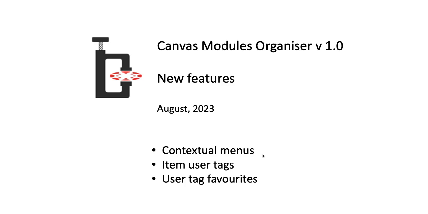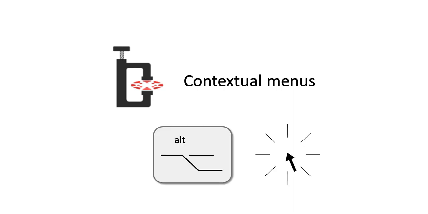But we'll start with the contextual menus. The contextual menus are an alternative way of bringing forward the menus, an alternative to hovering over the extension icons, as has been the only method up to now. The contextual menus will be brought forward, as I will show, by pressing the Alt key and clicking in various areas.